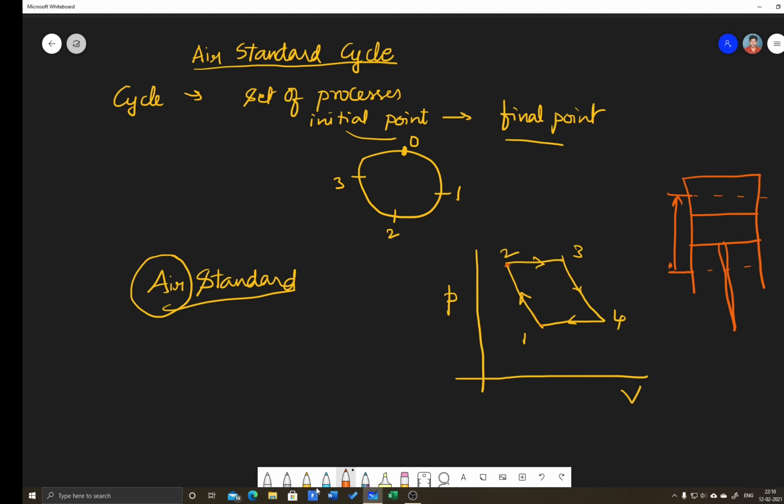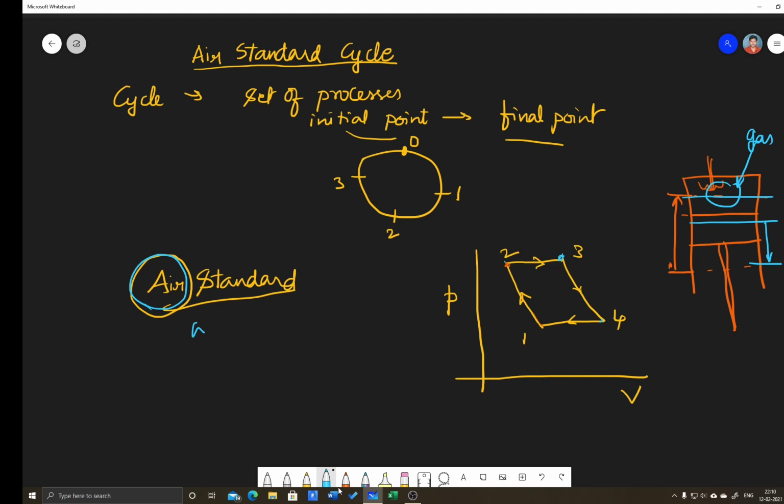Then heat is added. So there may be some heater which will heat this gas. If it heats this gas, to maintain constant pressure, this has to expand again from this point to this point, 2 to 3. Then 3 to 4 expansion happens. From here to here volume increases.